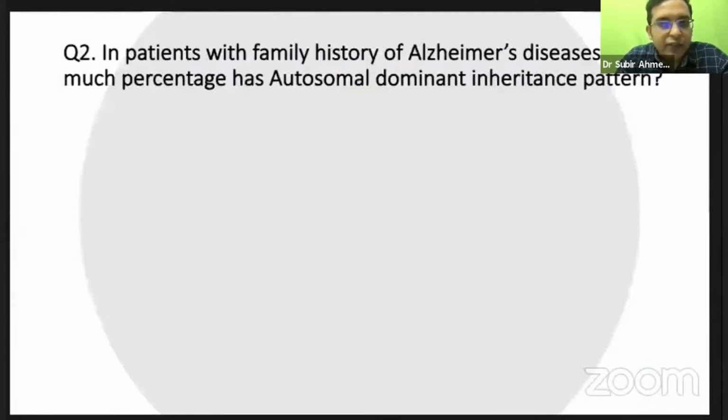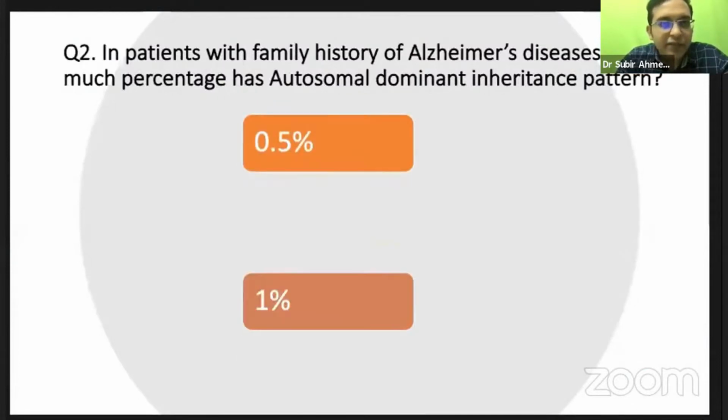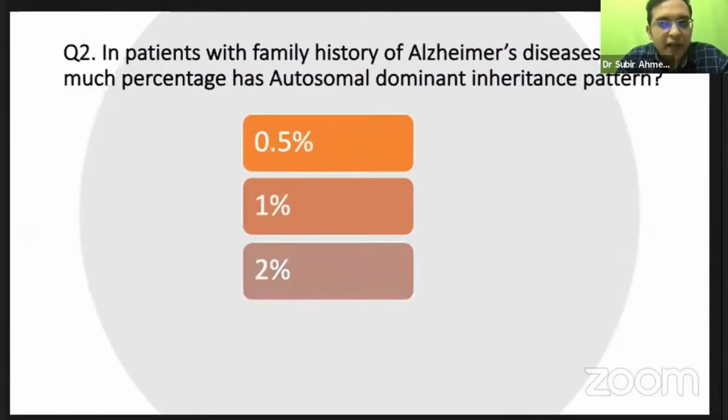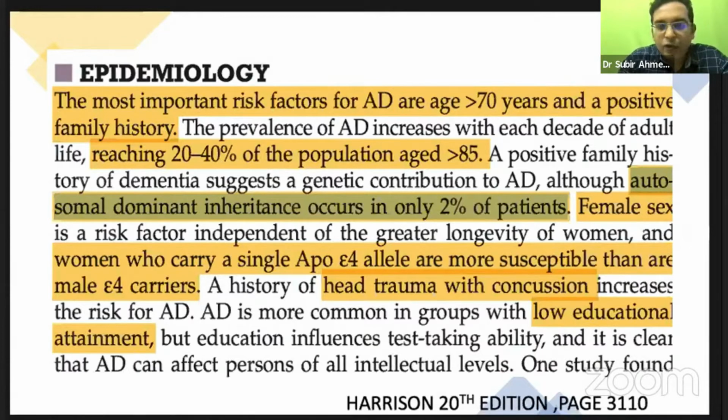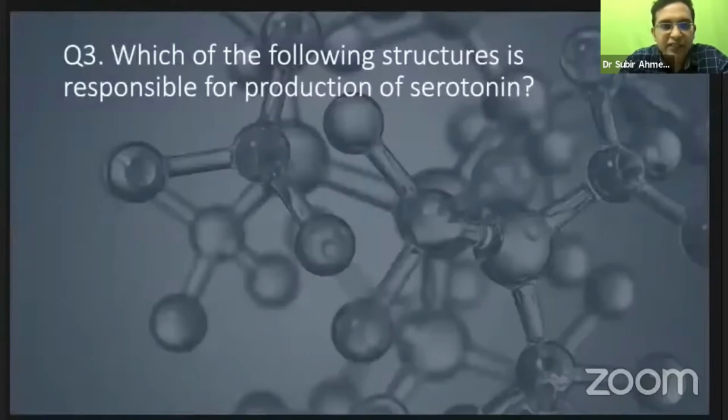So next question would be, in patients with family history of Alzheimer's disease, how much percentage has autosomal dominant inheritance pattern? These kinds of numbers and percentages are repeatedly asked, these are numbers which we usually miss while reading. Just to make sure how well you have read the textbook, Harrison, I have put this question. So it is actually 2%. Last time we were discussing all the genes, that is ApoE, APP, that is amyloid precursor protein, presenilin 1, presenilin 2, etc.